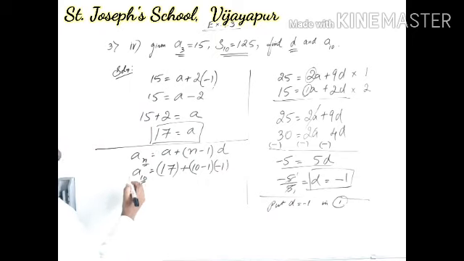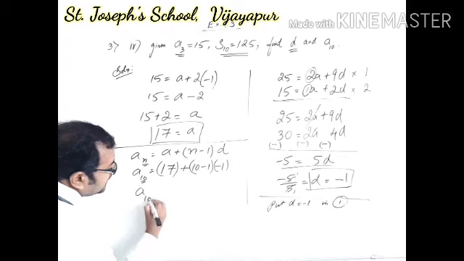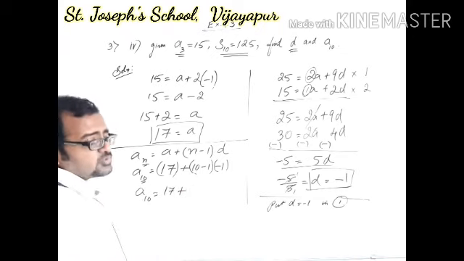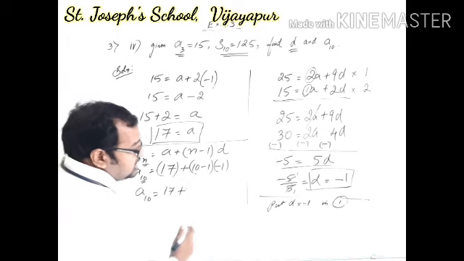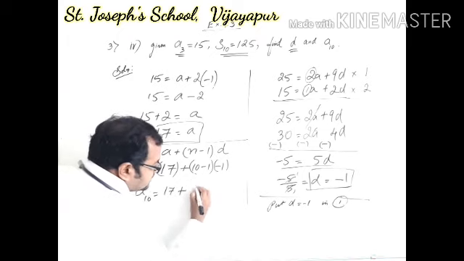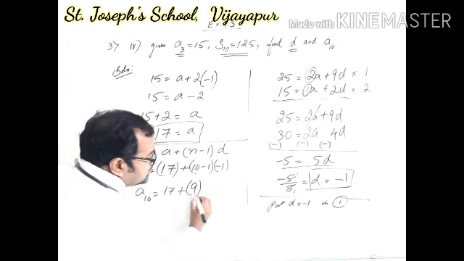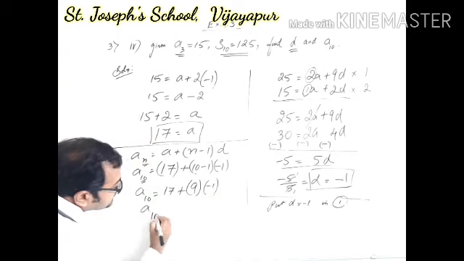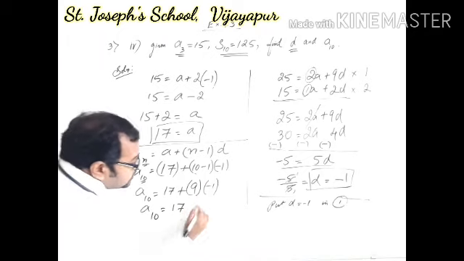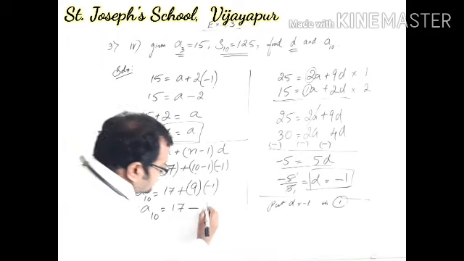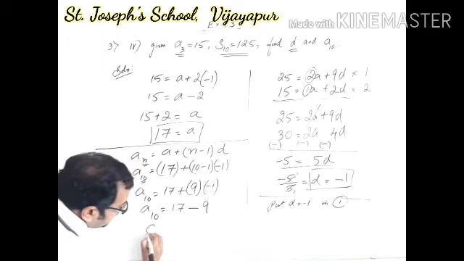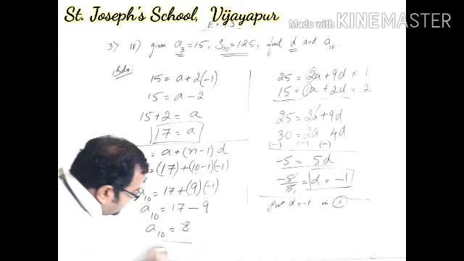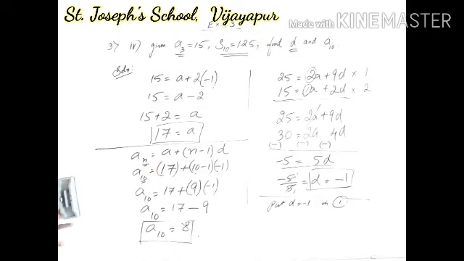So let us simplify again. A10 is equal to 17 plus 10 minus 1, which is 9, into minus 1. 10 minus 1 is 9, 9 into minus 1. Minus 9 ones are 9. So the last answer is A10 is equal to 17 minus 9, which is 8. That is your final solution.